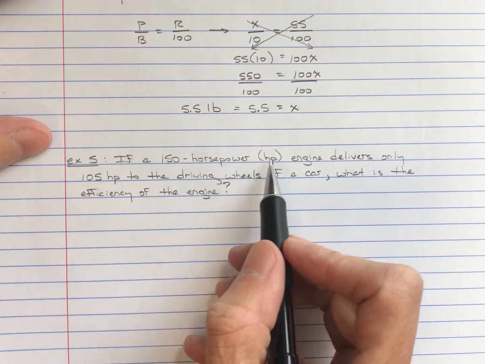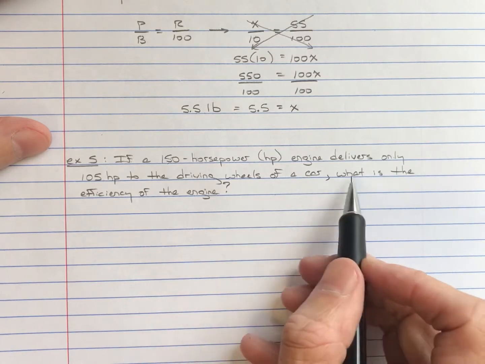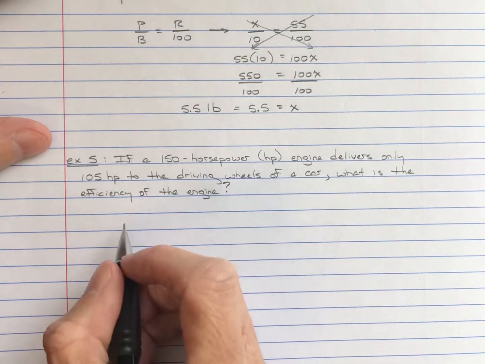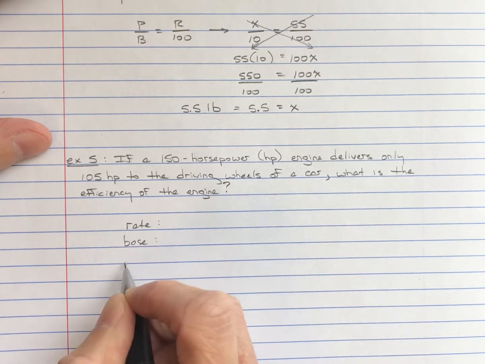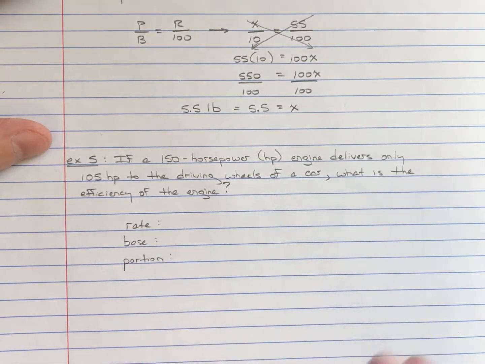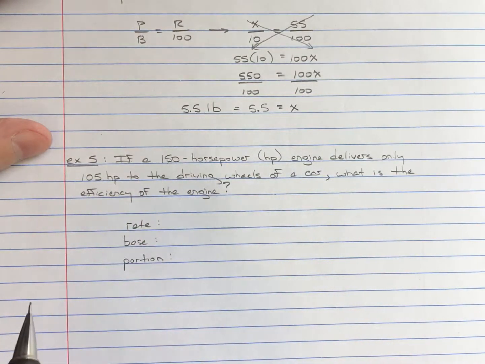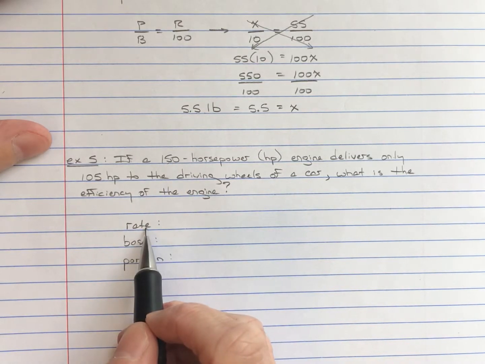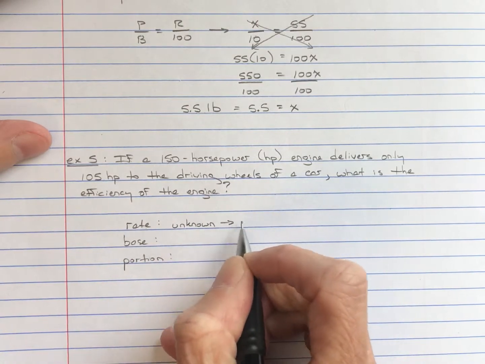If a 150 horsepower engine delivers only 105 horsepower to the driving wheels of a car, what is the efficiency of the engine? Okay, well, we're back to what we know. Rate, base, and portion. If you look at these two numbers, we'll notice that neither of them is a percent. So it's fairly obvious that the rate is what we don't know. So the rate is our unknown, which we'll call x.